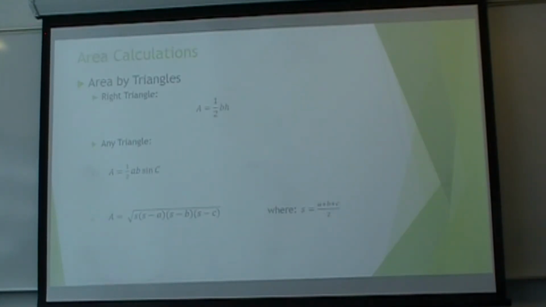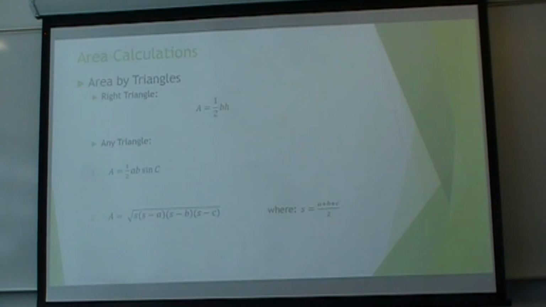So we have very simple triangle equations that probably most of you know. For a right triangle, 1/2 base times the height. But any triangle, very useful is 1/2 AB sine C. So that's the angle between the two included sides. That's a wonderful equation. And the other one is where you have all sides given with no angles.